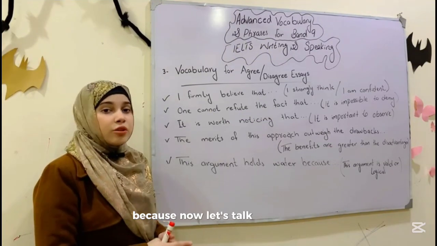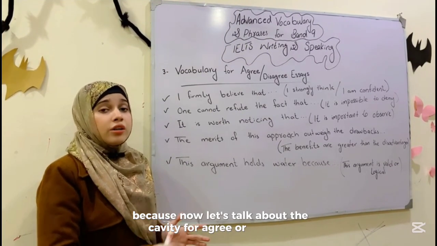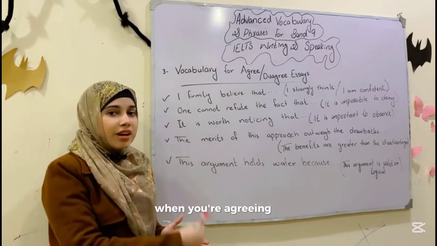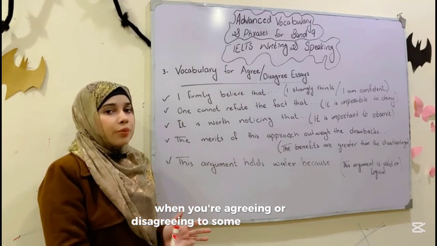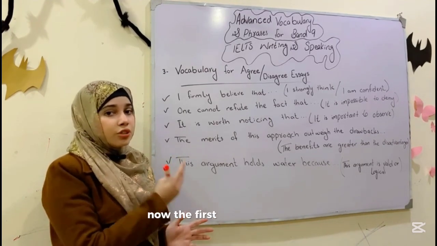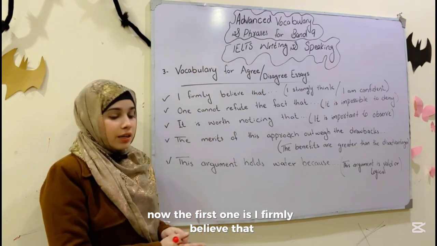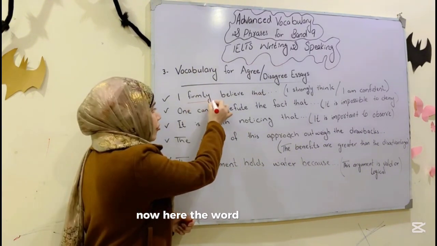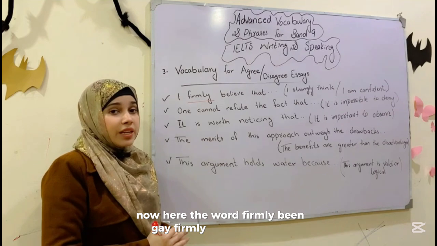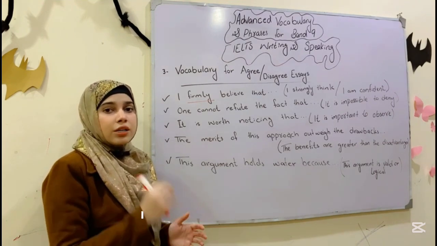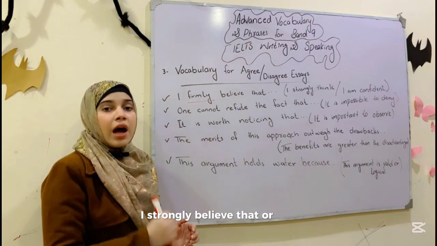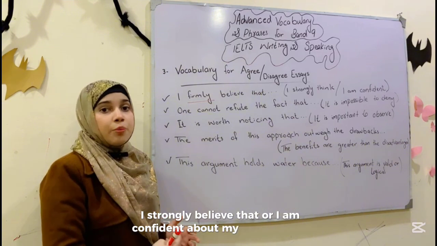Okay. Now let's talk about the vocabulary for agree or disagree essays, when you're agreeing or disagreeing with some approach or statement. Now the first one is I firmly believe that. Now here the word firmly means strongly. I strongly believe that, or I am confident about my opinion.